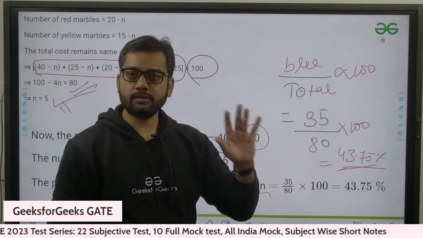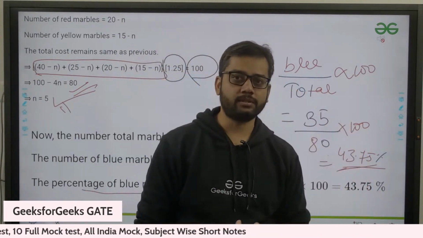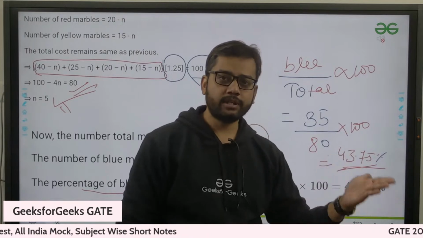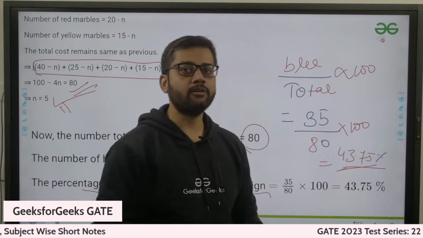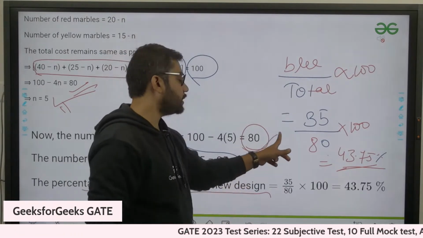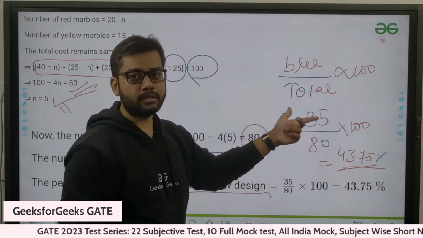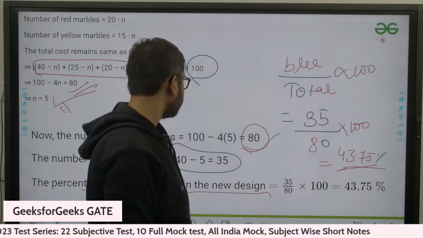Once you find out, initially it was 100 and the marble numbers are also given as 40, 25, 15 and 20. Now marble is reduced, and the total is 80. Blue marble is 35. So 35 by 80 into 100, this is the final value.